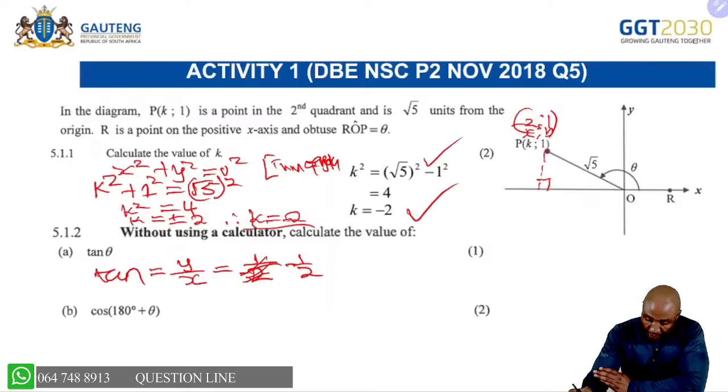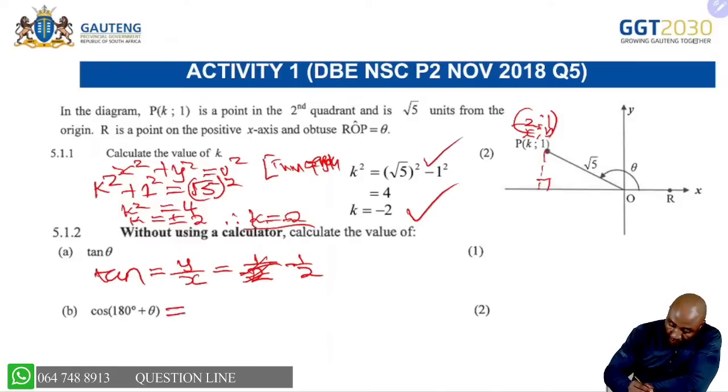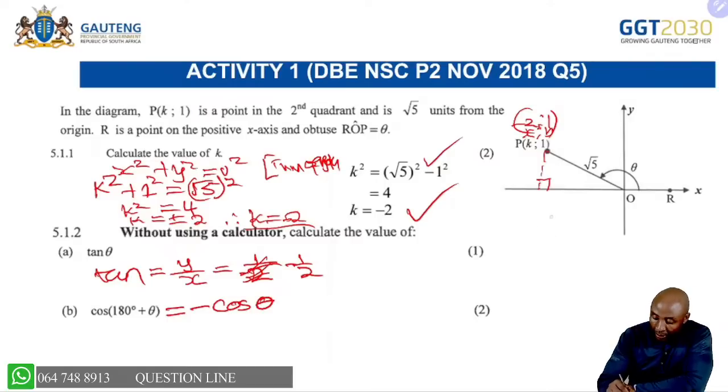The next question, we are supposed to find cos of 180 plus theta. If you check, this is an identity. We should use our reductions because we cannot work with 180 minus theta. The reduction of cos of 180 plus theta will give us what? Negative cos theta, because this is in the third quadrant, and we know that in the third quadrant cos is negative. From there on, we know that this will be negative.